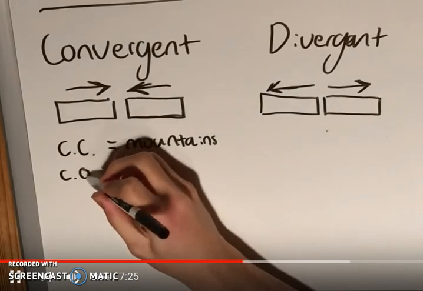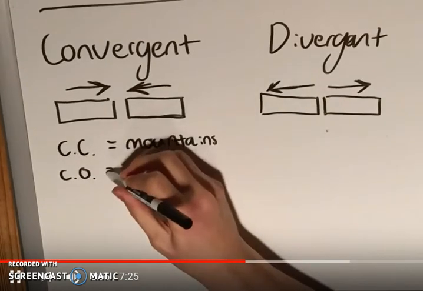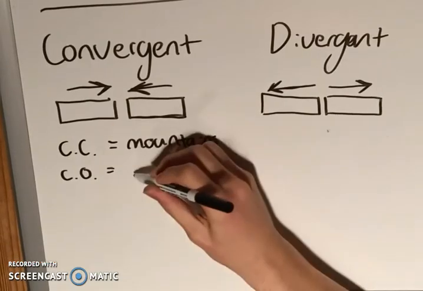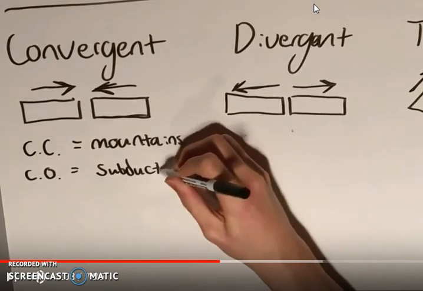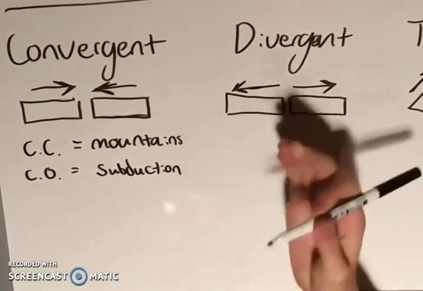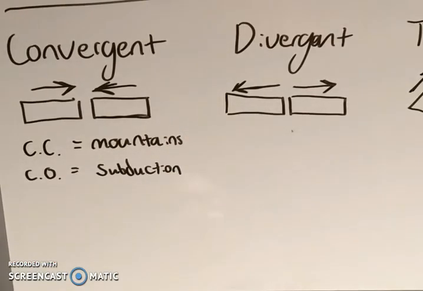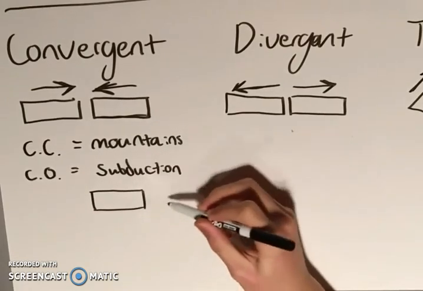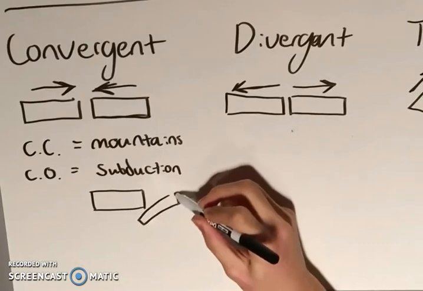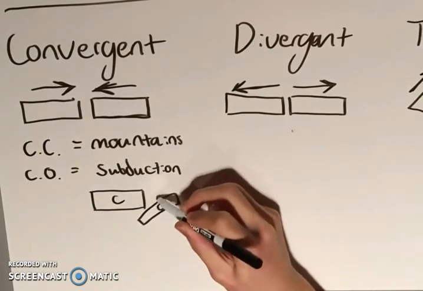A continental and an oceanic, CO, what's going to happen is called the subduction zone. So subduction is simply when the more dense plate, which is the oceanic crust, goes beneath the continental crust and actually dips into the mantle. So it looks something like this. That's our continental and that's our oceanic.